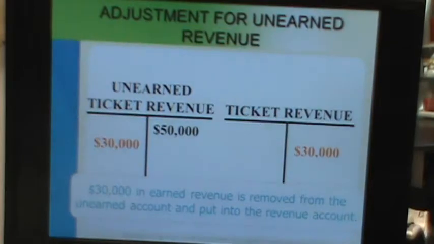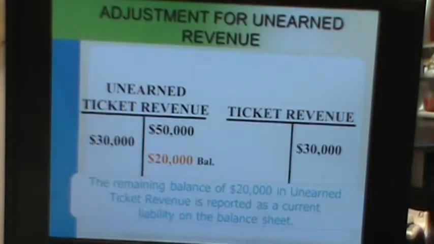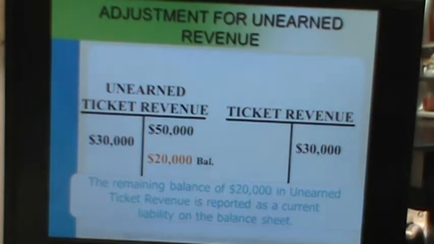So $30,000 in revenue is removed from the unearned account and put into the revenue account. So it's earned after the show, so that $30,000 is not unearned anymore. It's now revenue. We've earned it. So now our unearned ticket revenue balance is $20,000, and we have a $30,000 ticket revenue balance.